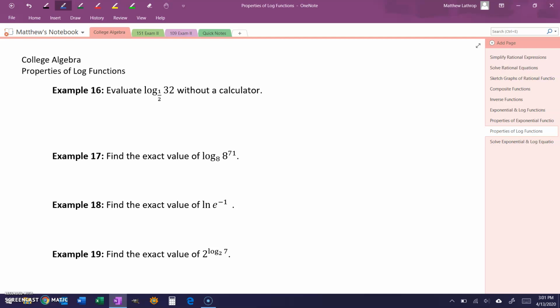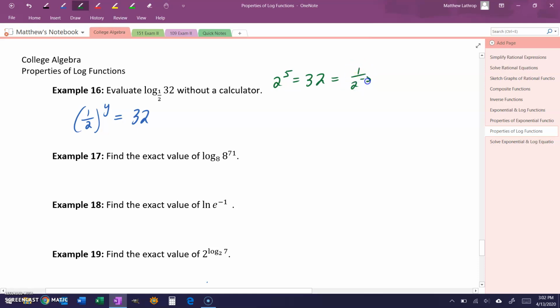In example 16, we have the log base 1/2 of 32 has to be equal to some number. That tells us that 1/2 raised to some number is going to be equal to 32. In this case, we could determine that 2 to the 5th power would be equal to 32. But what we have as a base of 1/2, we could rewrite this as 1 over 2 to the negative 5th power, which would still be equal to 32. So that tells us that our value for y should be equal to negative 5.